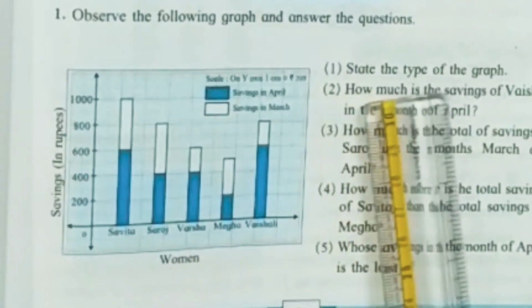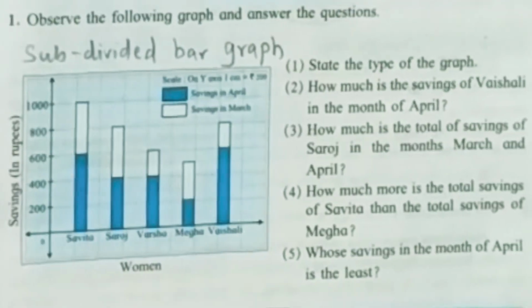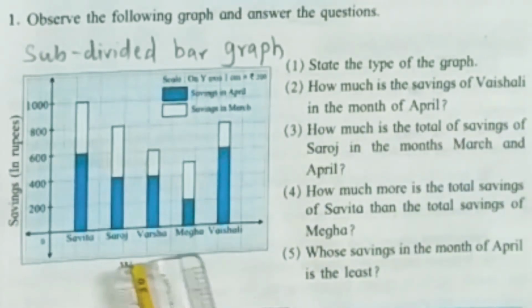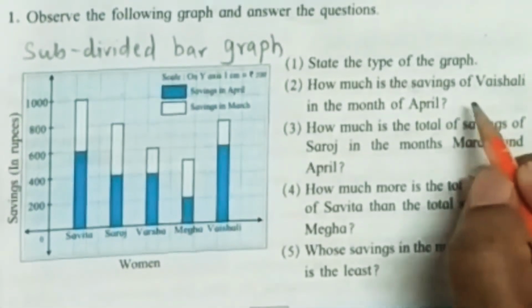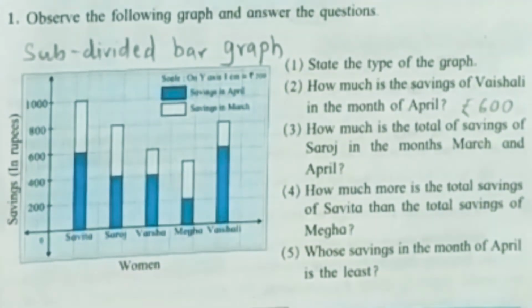First question, state the type of the graph. So here the type of the graph is a subdivided bar graph. Second question, how much is the saving of Vaishali in the month of April? The shaded portion shows saving in the month of April. So for Vaishali, if you see here, corresponding to the y-axis, the saving is 600 rupees. Rupees 600 is the saving of Vaishali in the month of April.